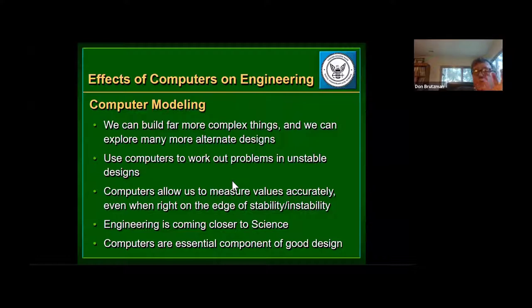Now, this, of course, is the distillation. This is not Hamming's exact words. This is the high points. But I think it's really interesting whenever he talks about instability, unstable designs, right at the edge of instability. Certainly, chaotic behaviors were well understood there. Certainly, unknowns and unknown unknowns were well understood.